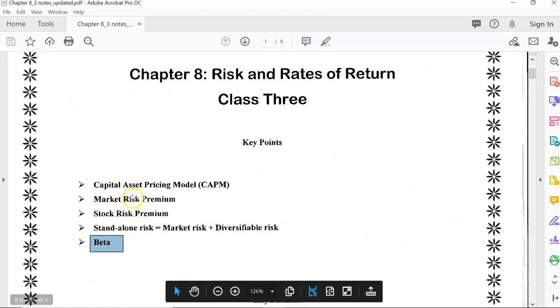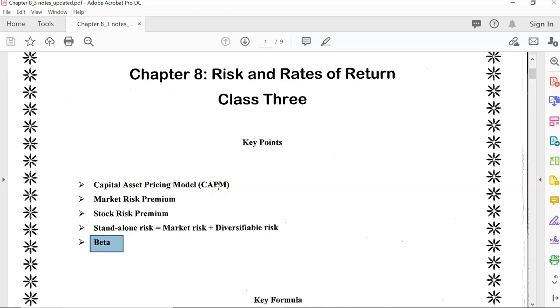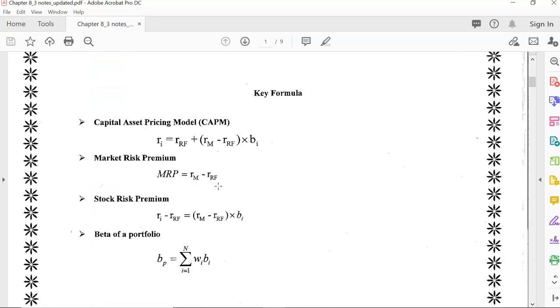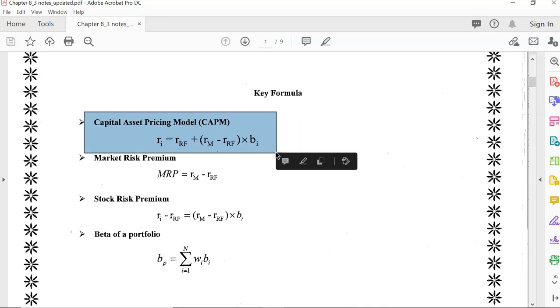These concepts will be used in the capital asset pricing model, which is one of the most basic models in modern finance theory, and we're going to use it to price a stock or to evaluate stock return. Here are some key formulas for the capital asset pricing model. Stock return equals the risk-free rate plus the market risk premium, which is market return minus the risk-free rate, multiplied by beta.